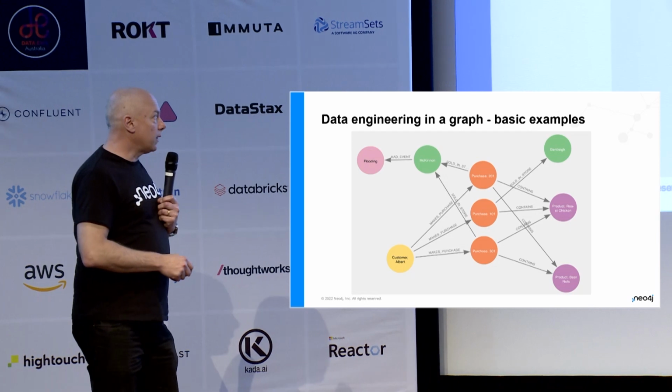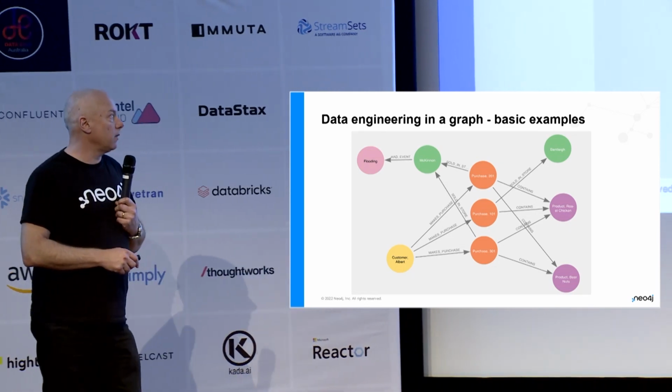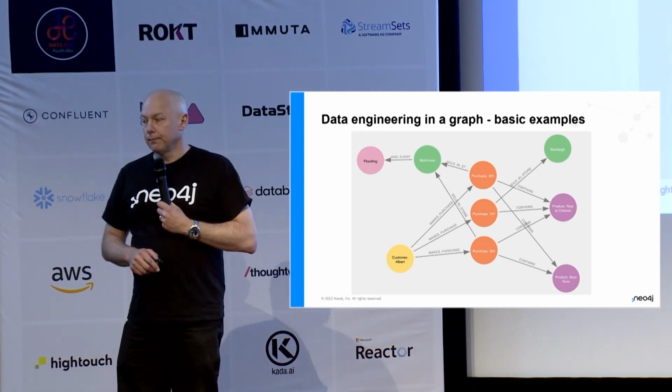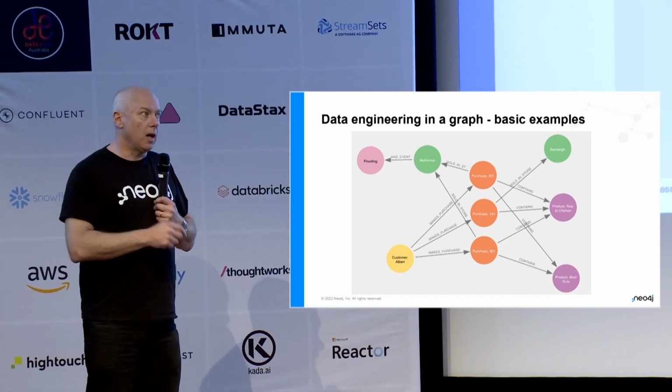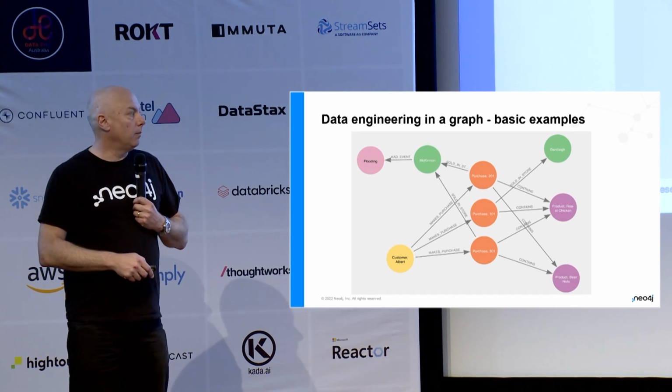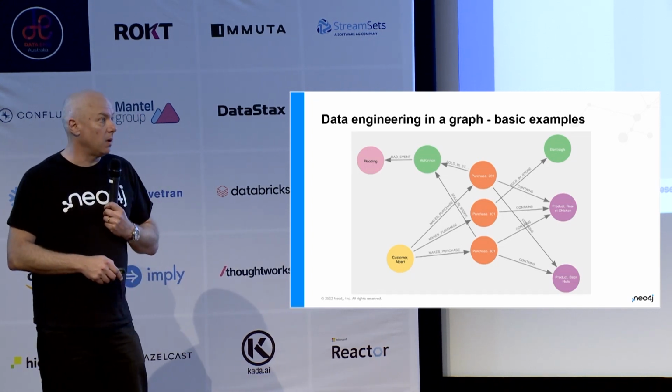Now, looking at this data, we can see that every time he shopped, he's gone and bought roast chicken. So we can make an inference from that: Albert really likes roast chicken. And he also likes beer nuts as well.